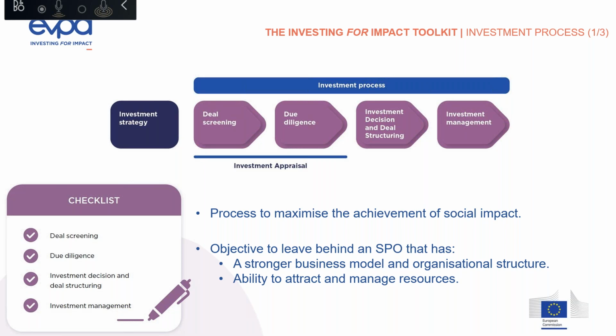The objective broadly of the investment process is to maximize the achievement of social impact of the investees. And after the investment process, there is the execution of exit, which again we will not dive into in depth today, and it's in part 4 of the toolkit. But it is important that after the investment process, Investors for Impact leave behind SPOs with a stronger business model and organizational structure, as well as more ability to attract and manage resources.